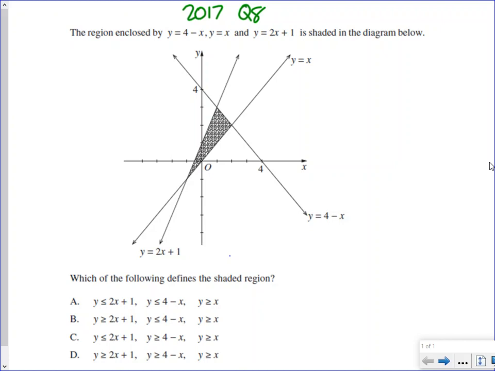Okay, this is a question from the 2017 two-unit paper, question number 8. So it's a multiple choice question. And I wanted to cover it because it's a question involving 3 different lines all creating one bound region.